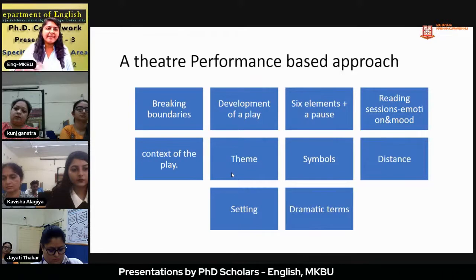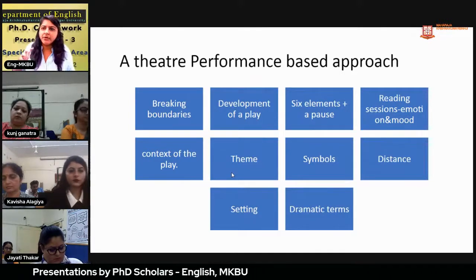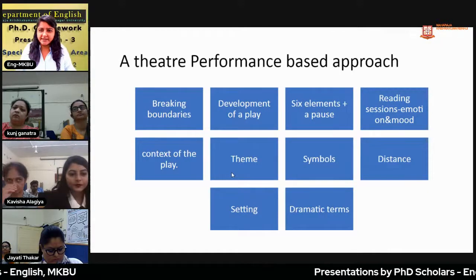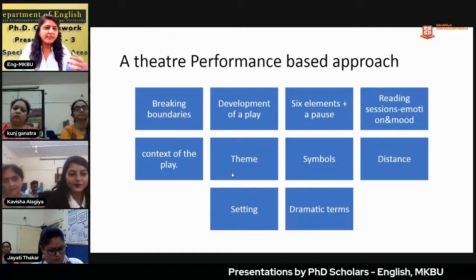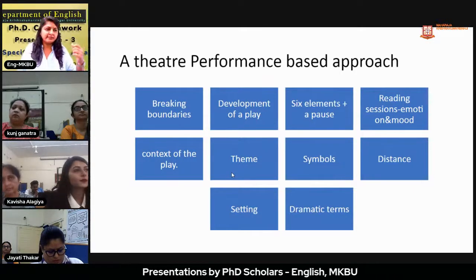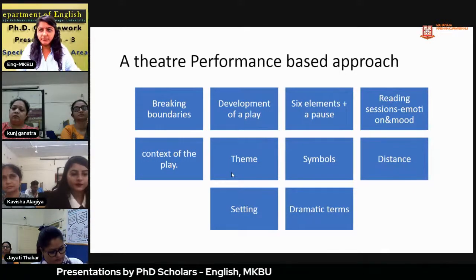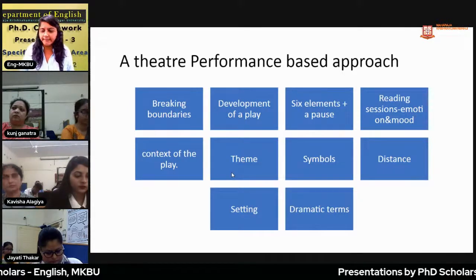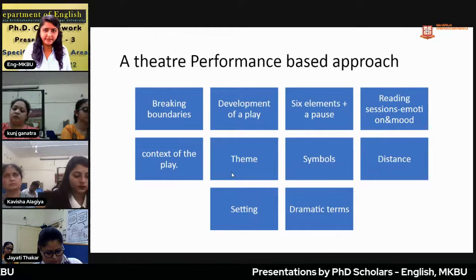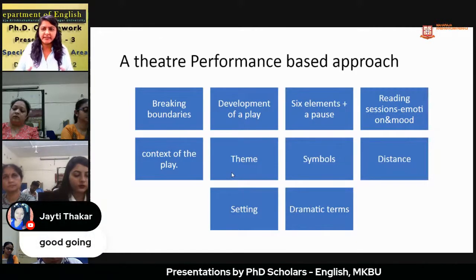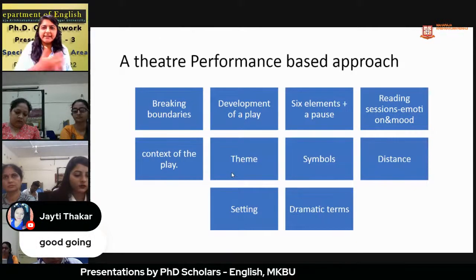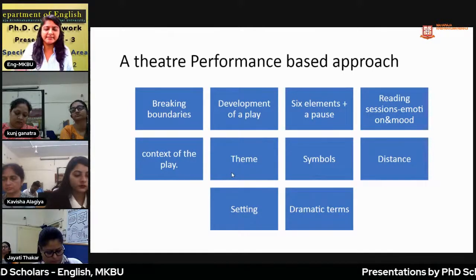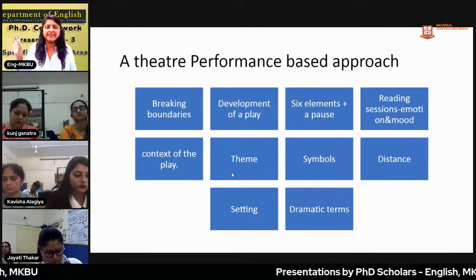Then setting. What happens when we talk about drama to students, and it is English drama, not Indian drama, is that it is very difficult to make them understand about settings. So what we can do is give them some things, because we don't have many things for settings in our classroom, but with limited equipment, they can create the setting of that particular scene.